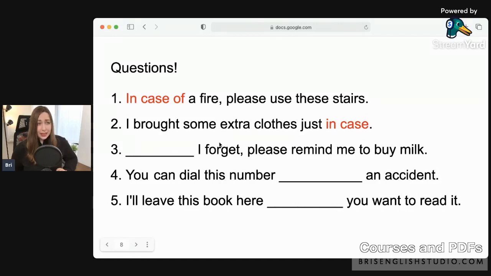So number 3, in case or in case of, I forget, please remind me to buy milk.